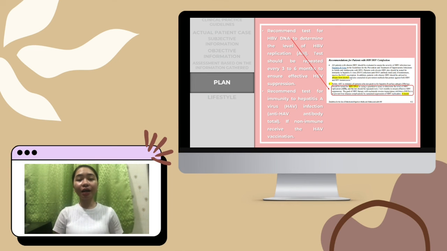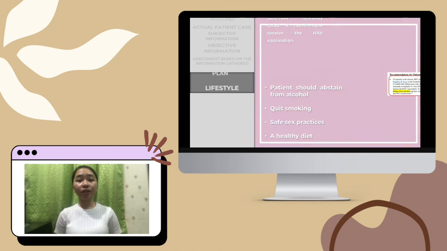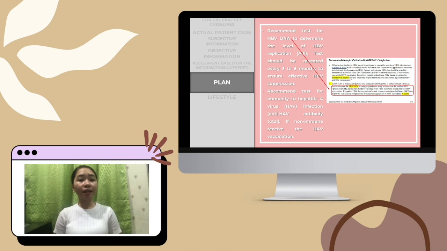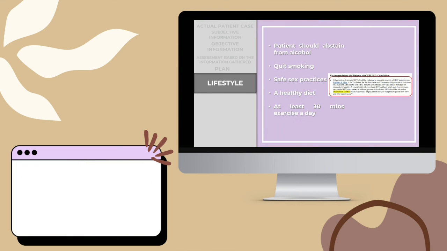Lastly, according to the guideline, we can recommend tests for HBV DNA to determine the level of HBV replication. And this test should be repeated every 3 to 6 months to ensure effective HBV suppression. And we can also recommend tests for immunity to hepatitis A virus or HAV infection, anti-HAV antibody total, and if non-immune, receive the HAV vaccination.